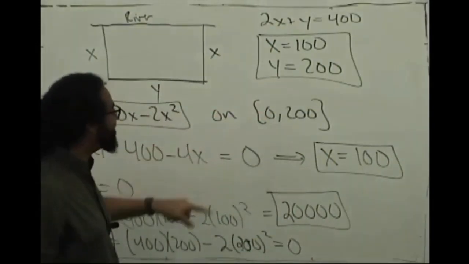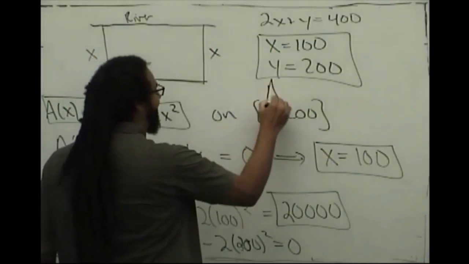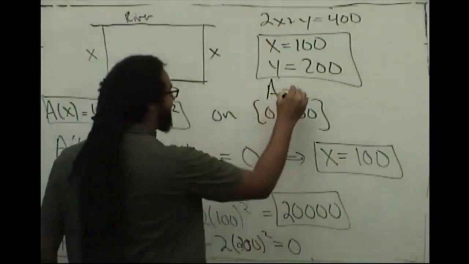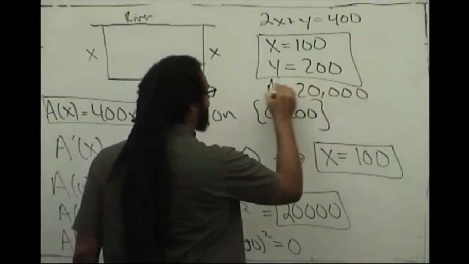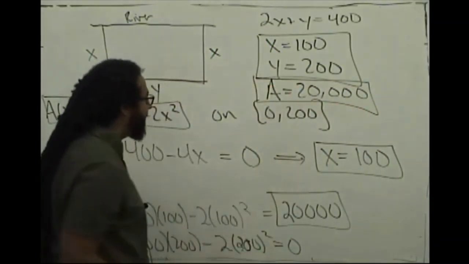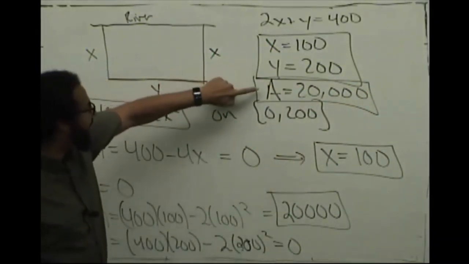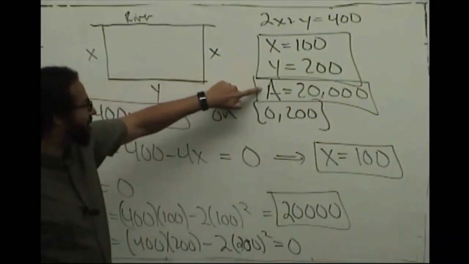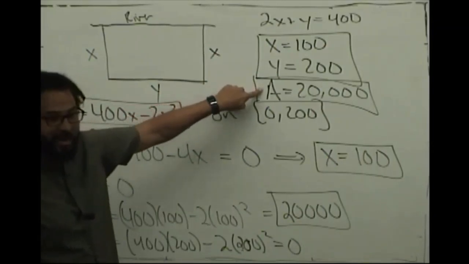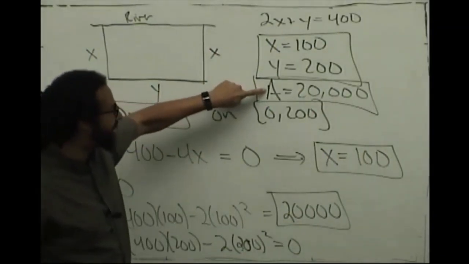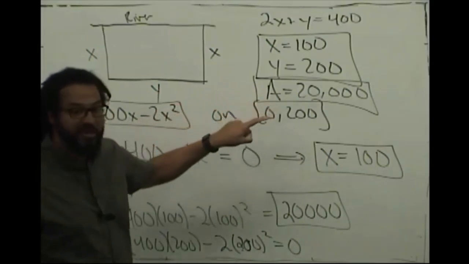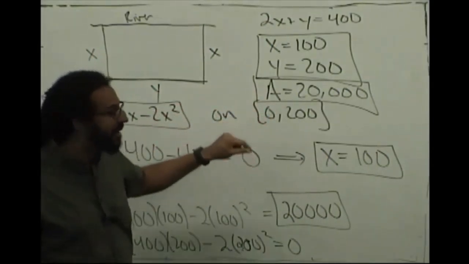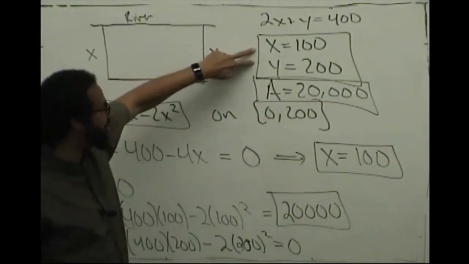And then what is the maximum area? The maximum area in this case is 20,000 square whatever. So the way we ask the question, what is the maximum area that we can enclose, that would be this thing. What are the dimensions of the field that will give the maximum area? That would be this thing.